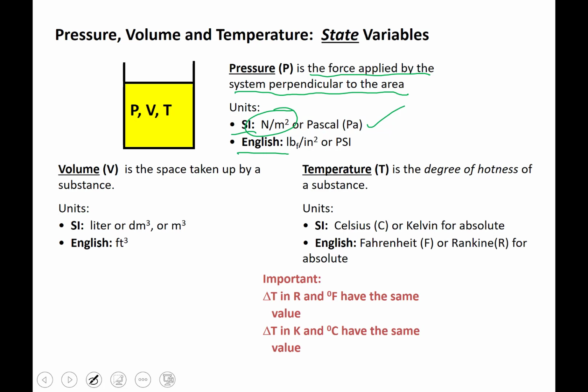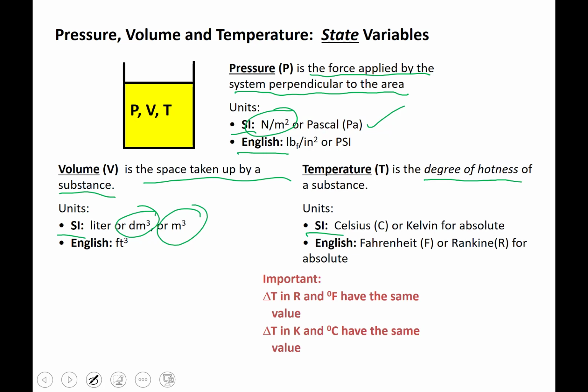Another state variable is volume, which is the space taken up by a substance. Here in the SI units, we have meters cubed. The liter is the same as a decimeter cubed. And in the English units, we have foot cubed. Temperature is described as the degree of hotness of a substance. The SI units are Celsius or Kelvin. In English, we have Fahrenheit or Rankine.